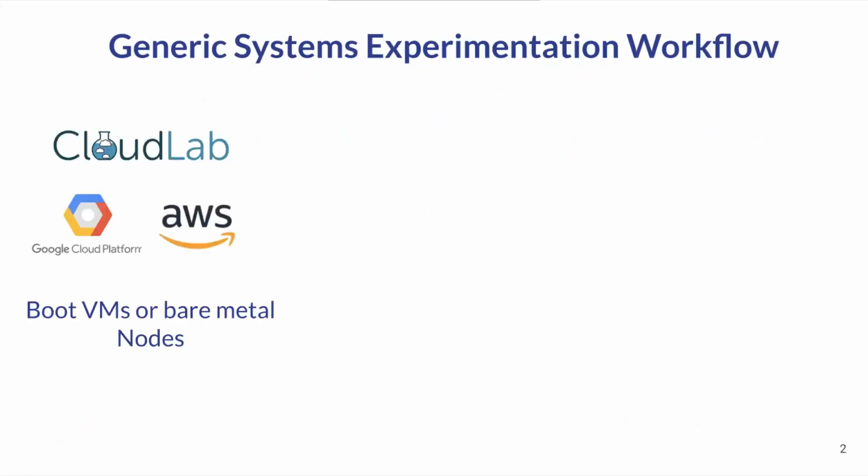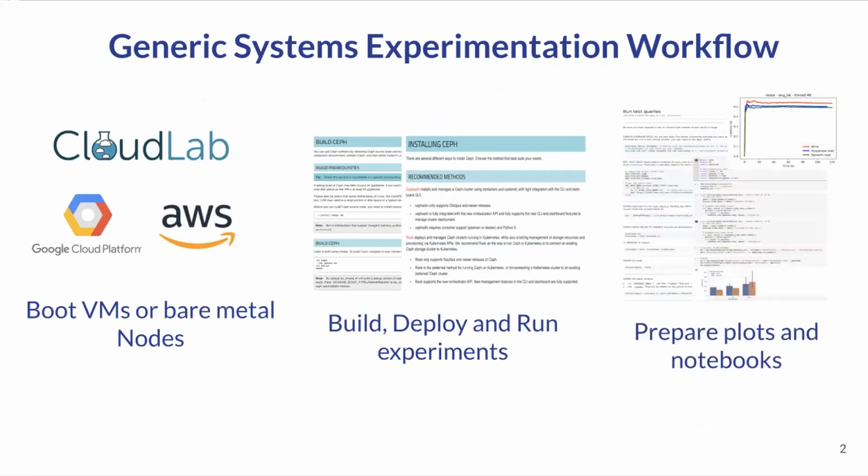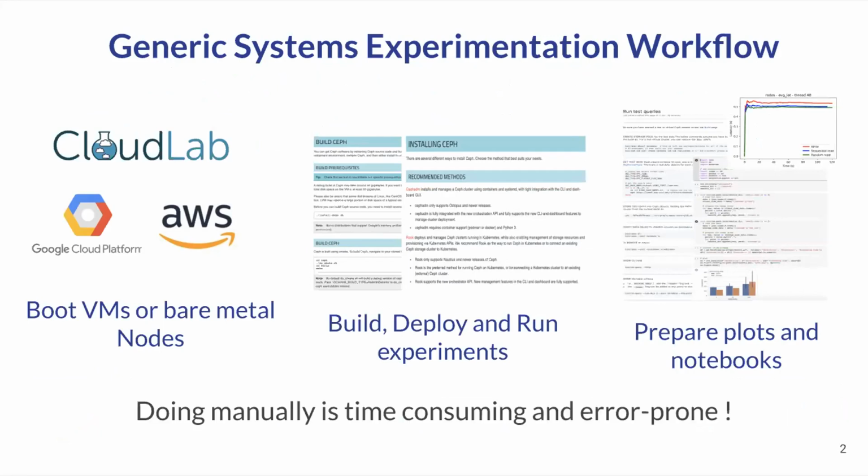So let's start with looking at a generic systems experimentation workflow. It consists of steps like booting infrastructure in the form of VMs or bare metal nodes, building and deploying the software, and running experiments. This step goes on iteratively. Then downloading the results, preparing plots and notebooks. But if all these steps are done manually, they are highly time consuming and error prone.